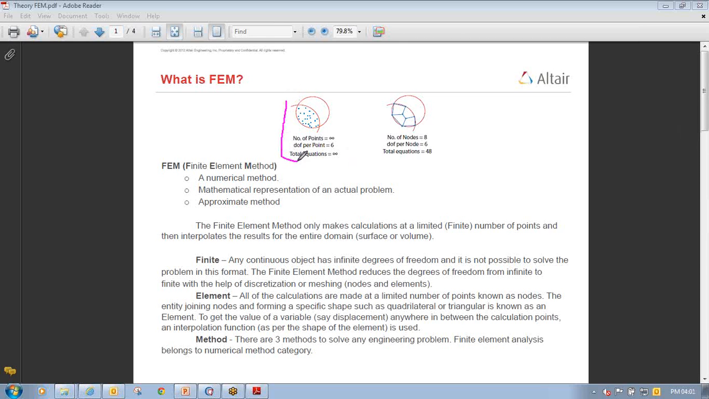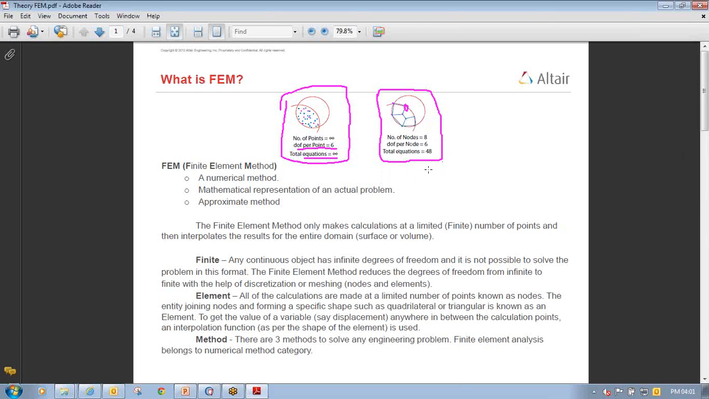As you can see in this example, this circle has infinite degrees of freedom, and the number of points is infinite for this geometry. If we consider degrees of freedom per point is 6, the total equations generated will be infinite. But if we create some nodes in between, so here we have created 8 nodes in this region, and we find the interpolation function, now the degrees of freedom per node will be 6, so the total number of equations generated by the software is around 48. So this can be calculated easily by a discretization method. By defining each and every word of finite element method, we can wholly define what is FEM.